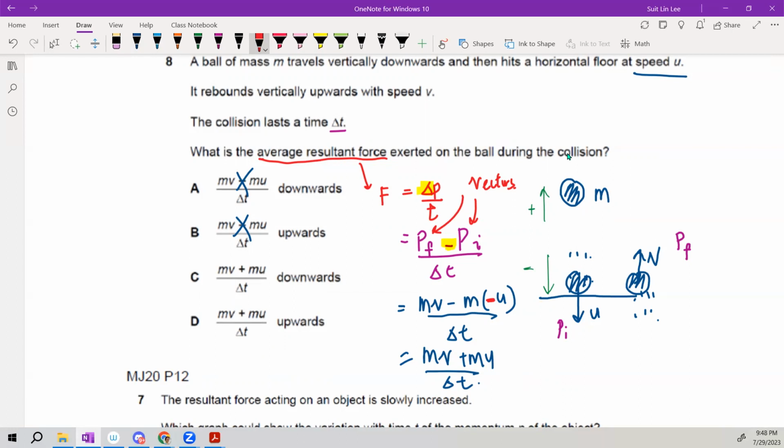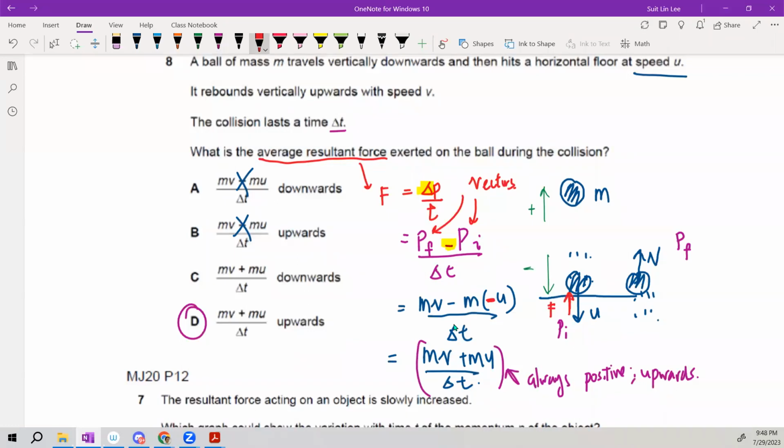So next thing, we need to decide whether the force is upwards or downwards. In this case, mv plus mu over delta t, this whole thing is always positive. How do I know? Because the thing that is supposed to be negative, I've already included in the sign, and everything else here is positive. So it should be upwards because we took upwards as positive. Another way to look at it is the ball falls down and changes direction there. Surely there is a force pushing the ball in this direction.